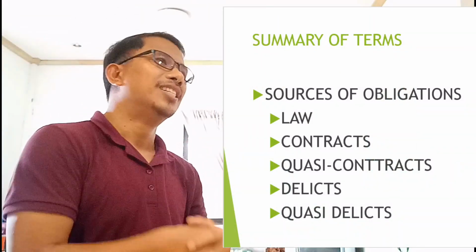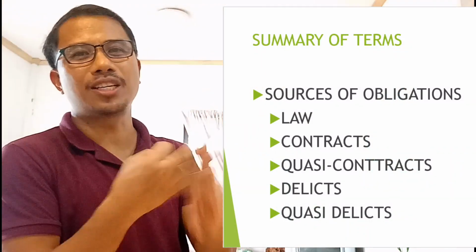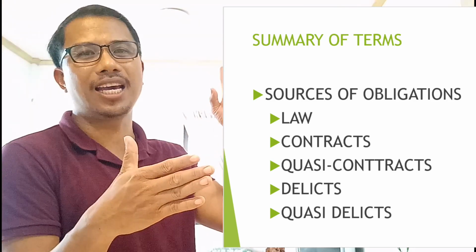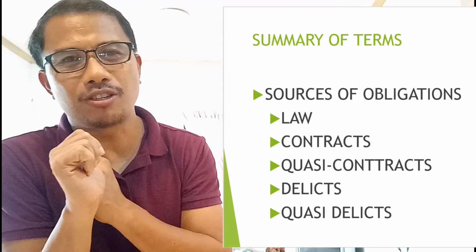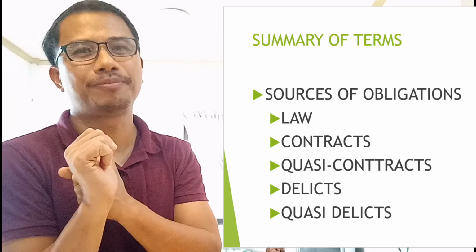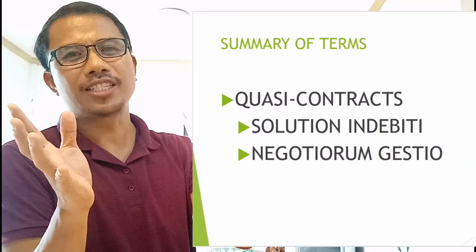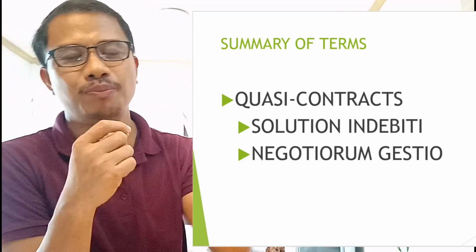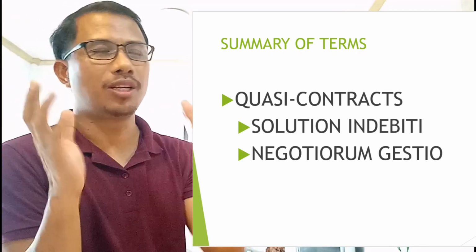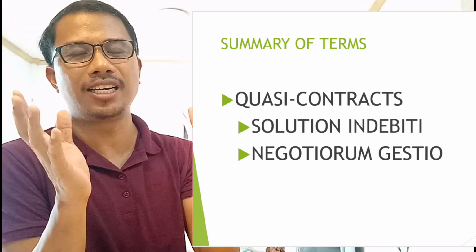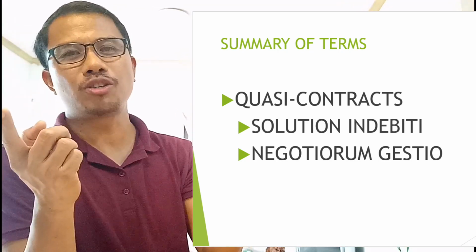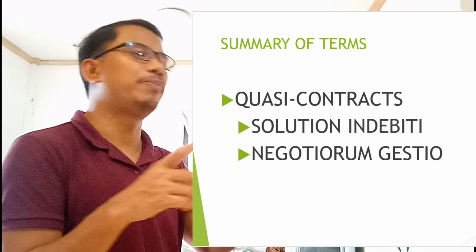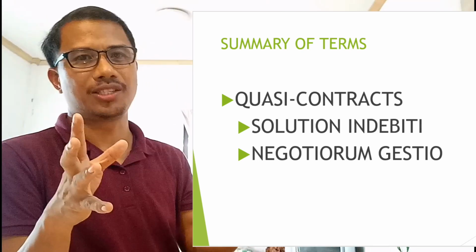There are 5 sources to an obligation, guys. 5, not 10. These are law, contracts, quasi-contracts, quasi-delicts, and acts or omissions punishable by law. Quasi-contracts are classified into 2: solutio indebiti and negotiorum gestio. Quasi-contracts is based on the underlying principle that no one should be unjustly enriched at the expense of others.